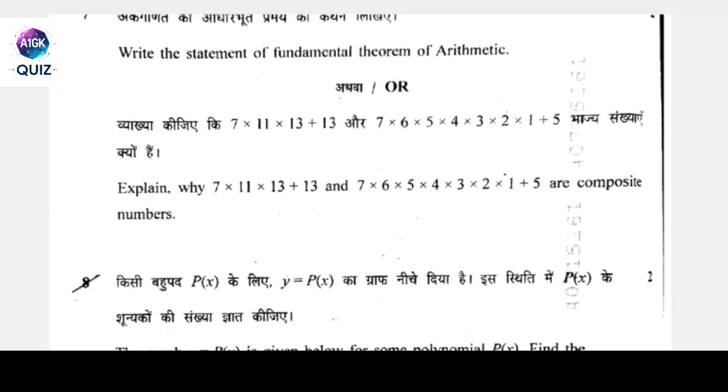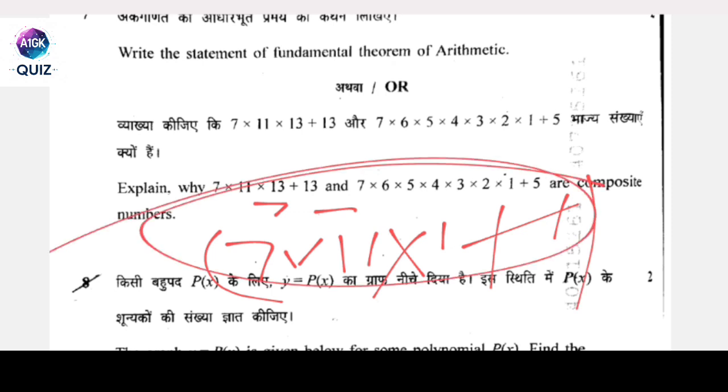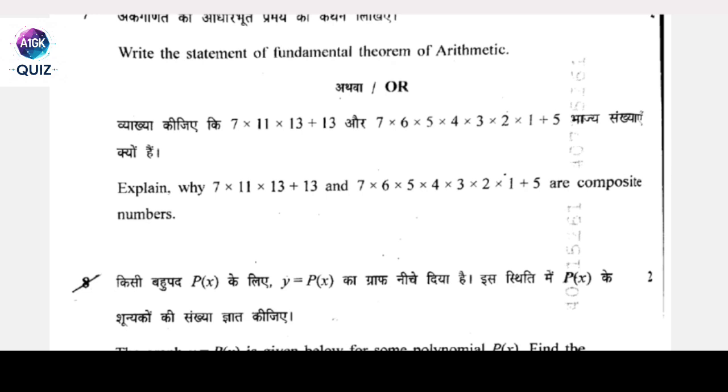Question number 7. Write the statement of the fundamental theorem of arithmetic. The fundamental theorem of arithmetic is from the first chapter. Write the statement from the given book and learn it. Or explain why 7 into 11 into 13 plus 13 and 7 into 6 into 5 into 4 into 3 into 1 plus 5 are composite numbers. First of all, take 13 common. After that, multiply 7 into 11 plus 1. After solving that, we get a composite number. It means the overall multiplication is also a composite number.